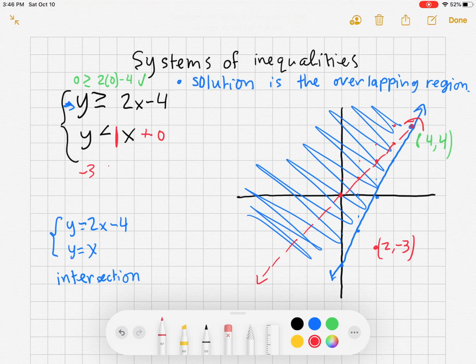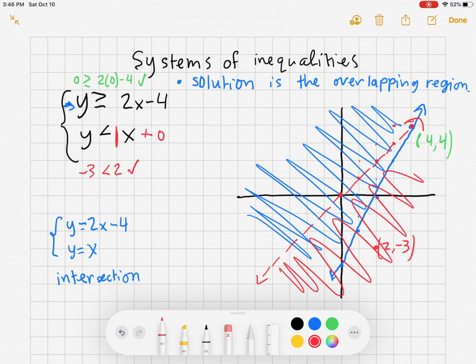Negative 3 is less than 2. Well, that's a true statement. So we have to shade that side with it on it. So let's go ahead and shade that side of the line. Oh boy, now it looks like we've got a mess.